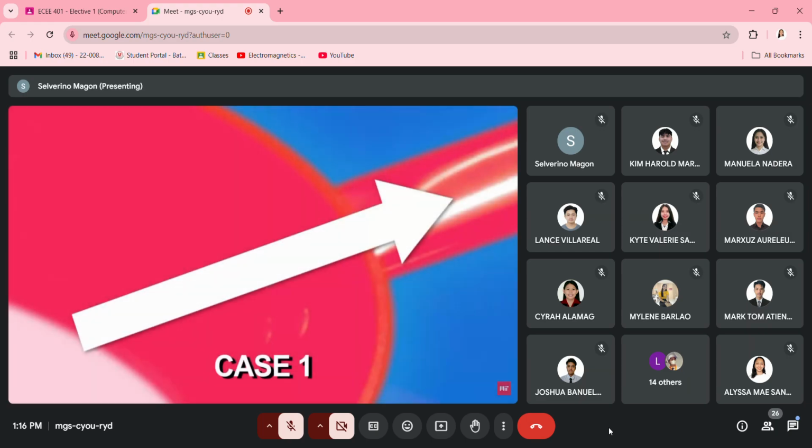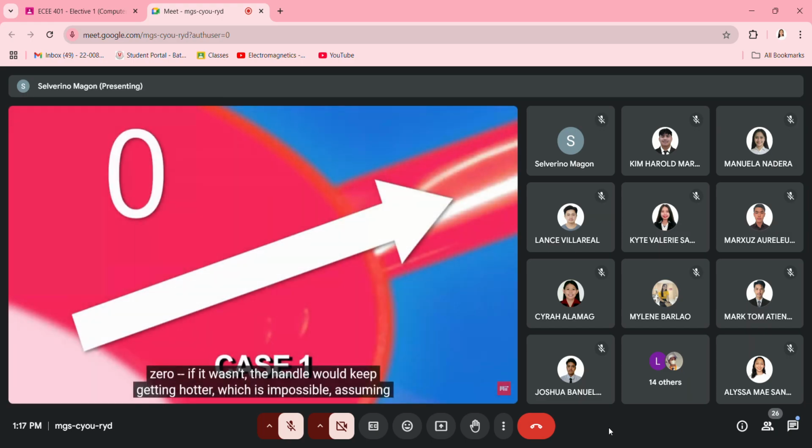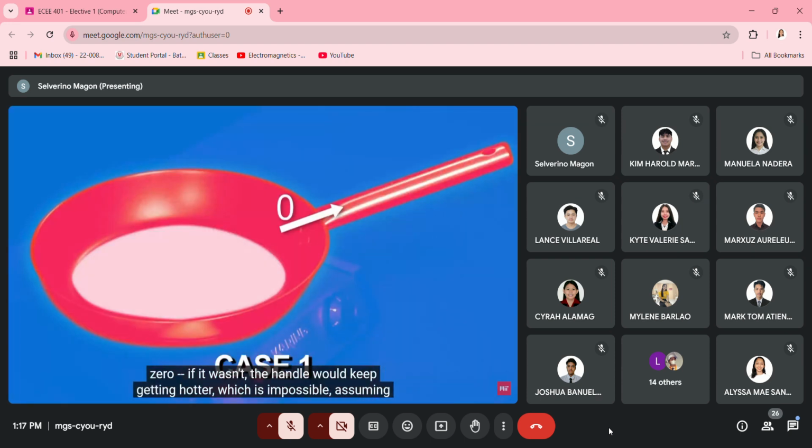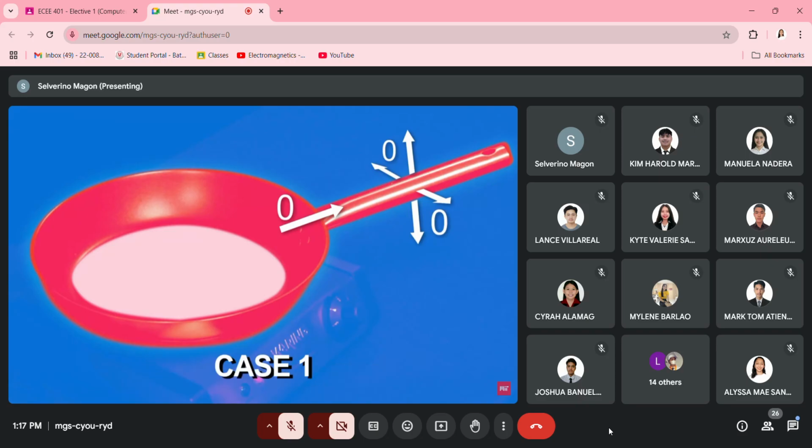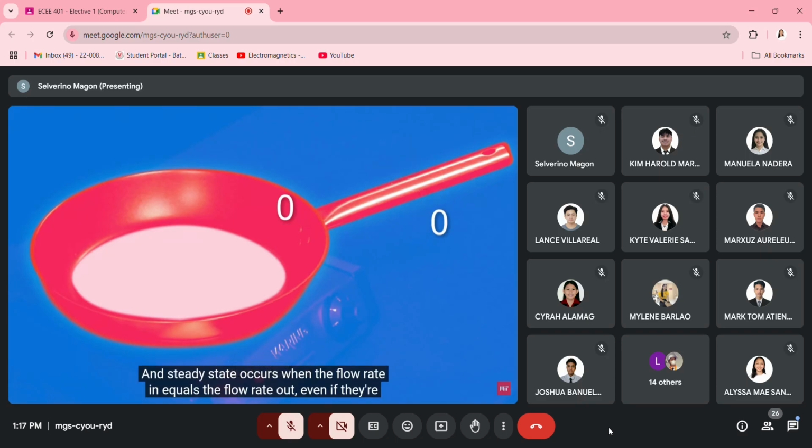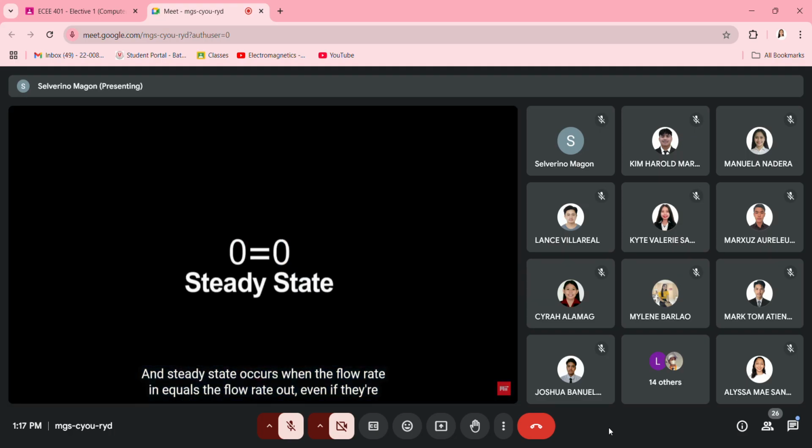The rate of heat transfer must be zero. If it wasn't, the handle would keep getting hotter, which is impossible, assuming that the temperature of the pan is constant. The heat flow rate from the handle to the room is also zero, because we assume that the handle is isolated from the room. So, the heat flow rates into and out of the handle are exactly the same, zero and constant. And steady state occurs when the flow rate in equals the flow rate out, even if they're both zero.